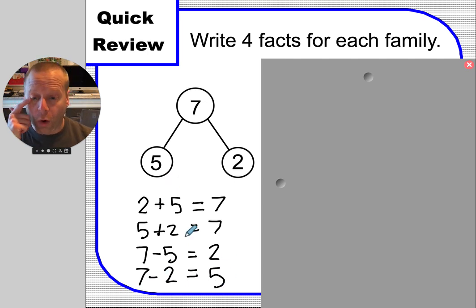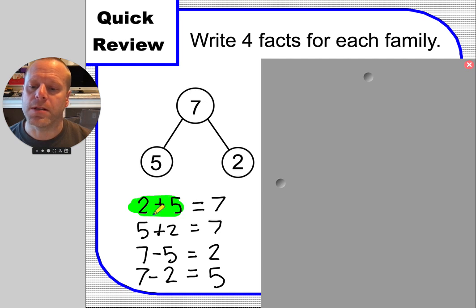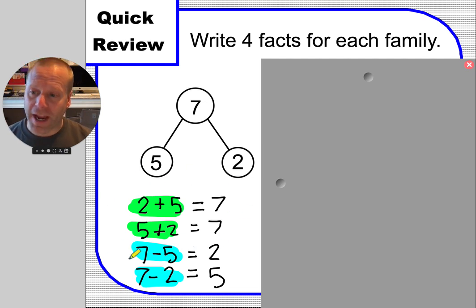These are the 4 facts that are inside of every number family. There are always going to be 2 that are adding them together. Here are the adding ones, 2 and 5, and 5 and 2. There are always 2 subtraction facts. 7 take away 5. 7 take away 2. All of the numbers, all of the answers, they all come from the fact family.